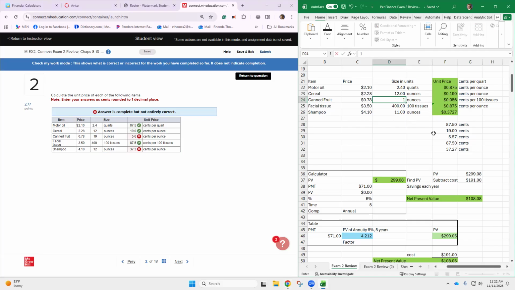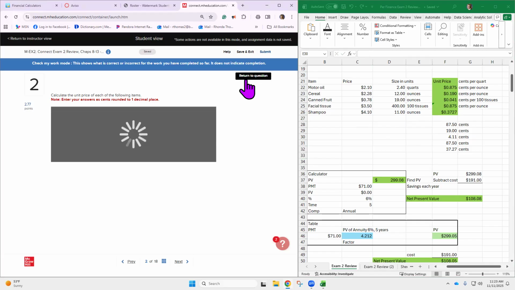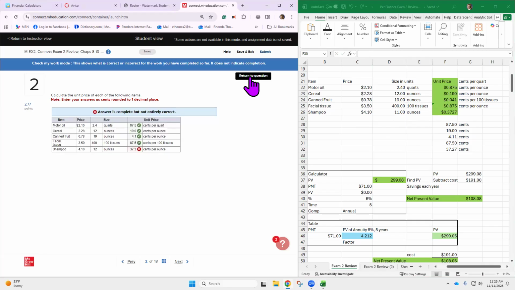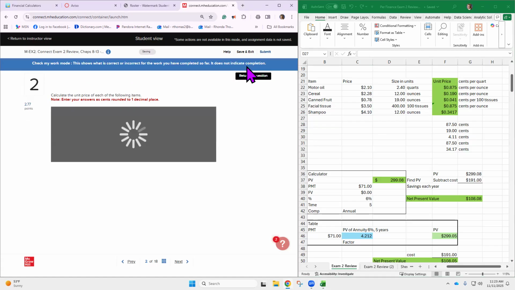So for my canned fruit, it actually has 19 ounces with a 78-cent can, and that makes my canned fruit 4.1. Okay, so 4.1. And then the other one that was wrong was the shampoo, I think. Yep. So this one is 11 ounces. So you can't depend on the ounces being the same for each problem. They change too. So then this changes to 34.2.